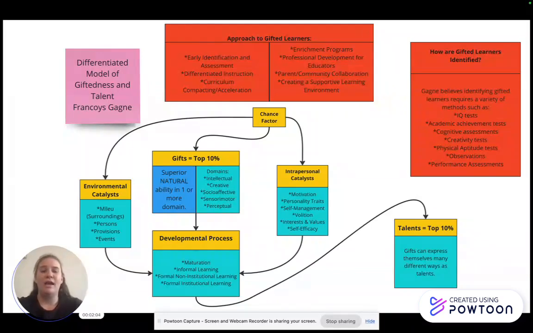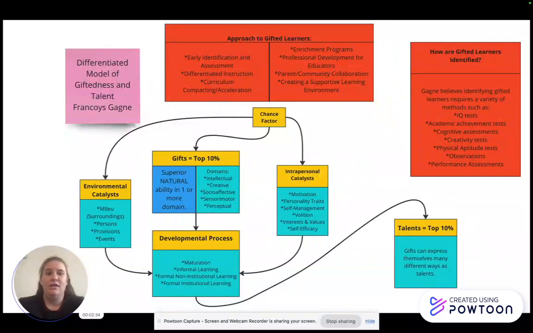The environmental catalyst has four inputs. Milieu, or the surroundings, could include the home environment, the quality of the school. Persons would include parents, teachers, any caregivers, all of those individuals around the gifted learner. Provisions are the activities and programs available. And events would be like a serious accident or moving to a new town or even a new school.